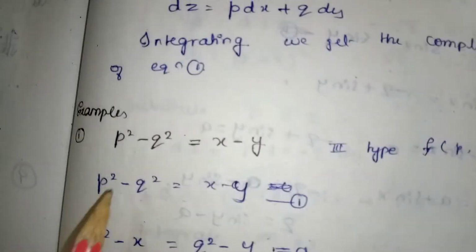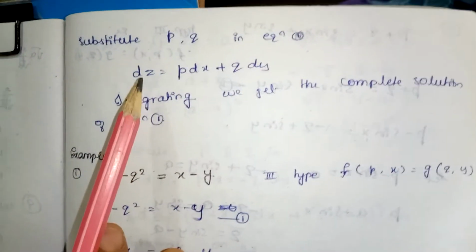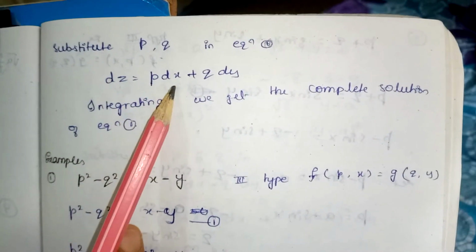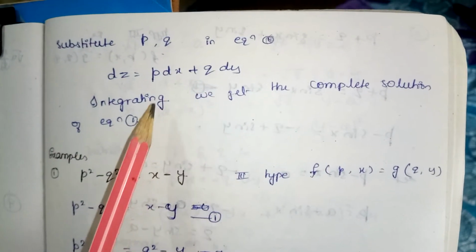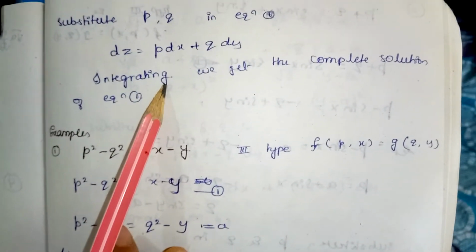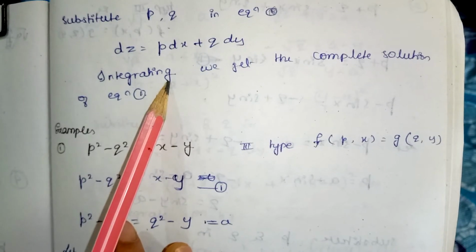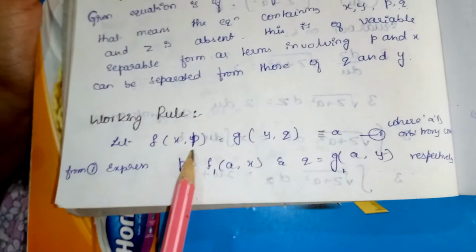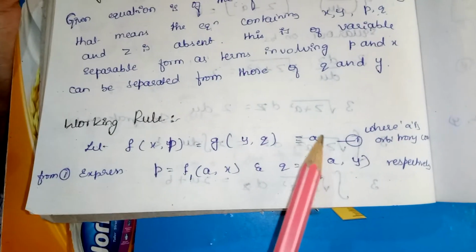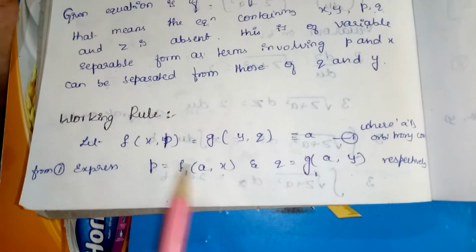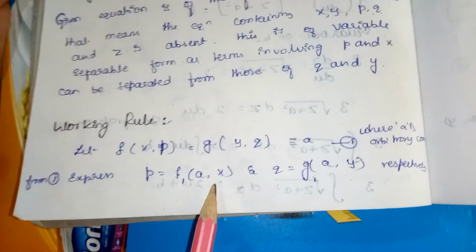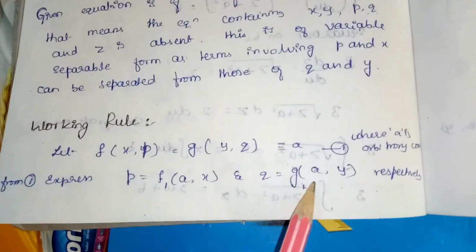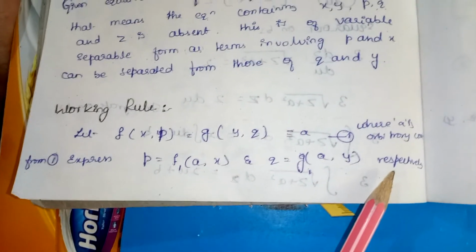And the next step is to substitute the values of p and q in the equation dz is equal to p dx plus q dy. Then integrate this equation, then you get the complete solution. This is the working rule. First, we have to equate the given equation f of x comma p, g of y comma q. From this equation, represent the p value as f1 of a comma x, and the q value as g1 of a comma y.